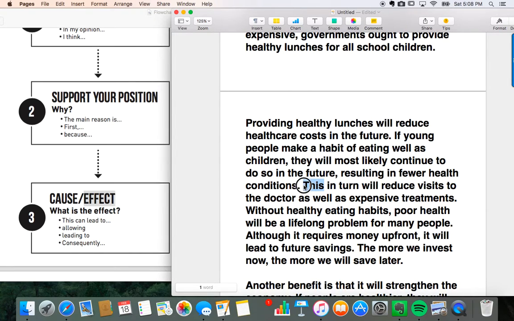I love this one. This, in turn, you could put commas here, but I'm not going to. It's arguable. This, in turn, will reduce visits. So here, effect. Here, effect.